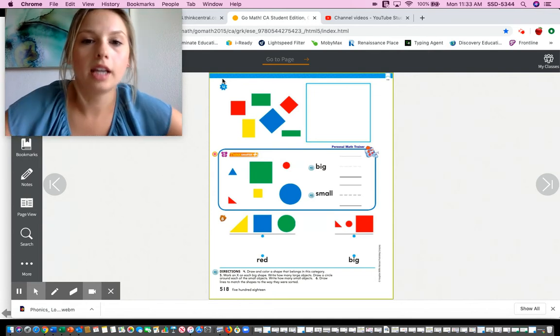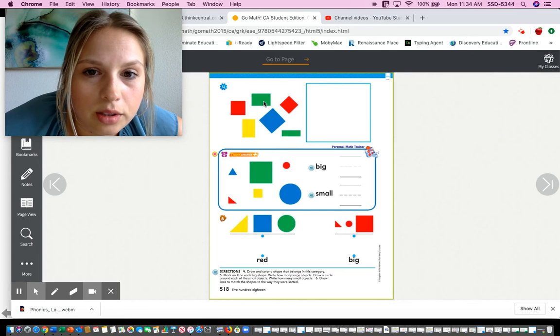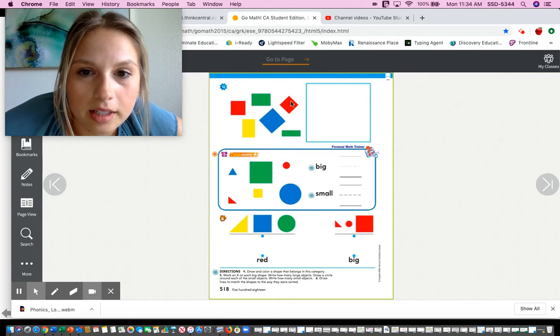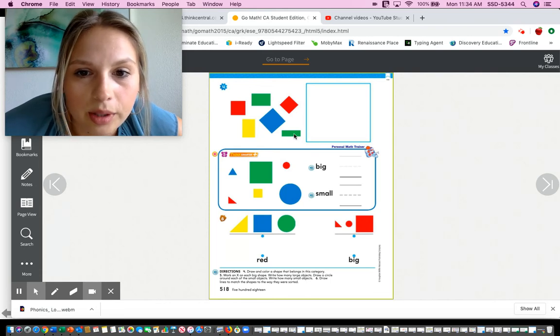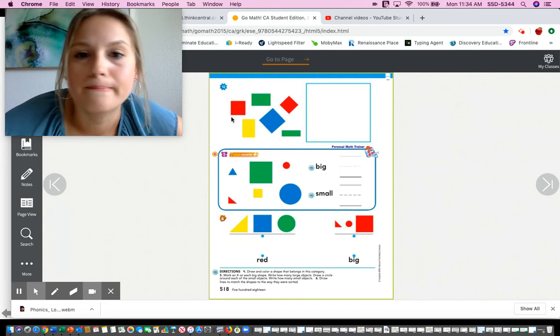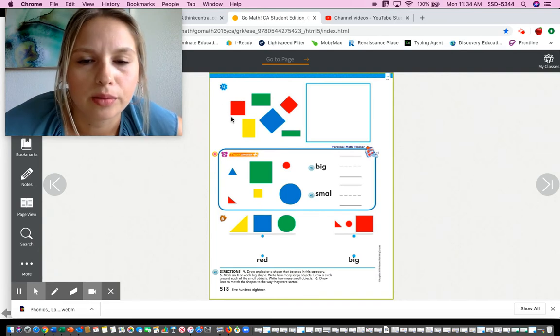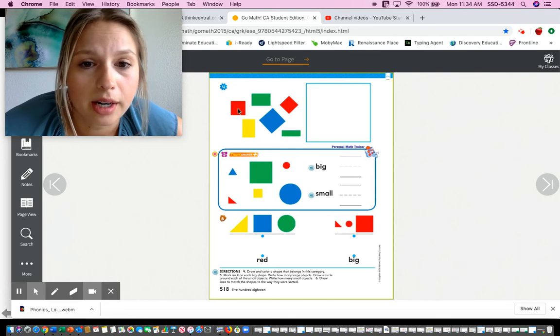So let's check it out. I see a square, it's red. I see a rectangle, it's green. Ooh, this is a hard one. I see a red square here, a blue square, a yellow rectangle, and a green rectangle. So are they all the same color? I see red, green, yellow, blue. Are they all the same shape? No, because that's a rectangle and that's a square.